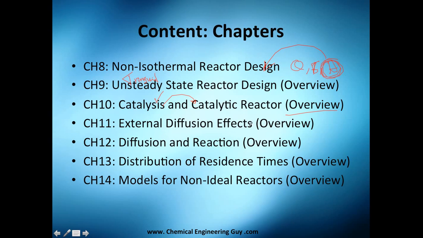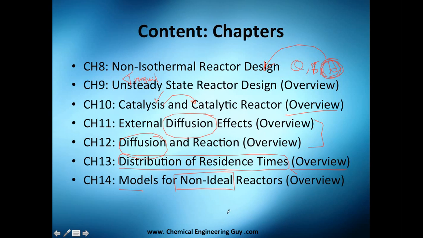Then external diffusion effects and diffusion and reaction, also just a small overview of the problem of diffusion in reactor engineering. Then distribution of residence times is just about how the different reactors have different distribution times, and to see if they're ideal or you can model them or whatever. All those rules we're going to see. It's just a small overview of these residence time distributions. And at the end, we're going to see how to model those non-ideal reactors.